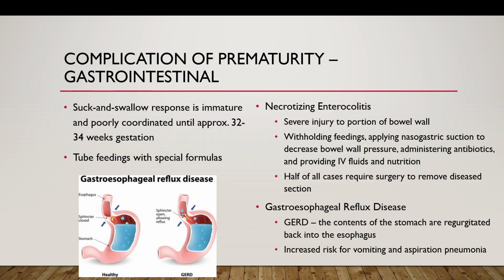Babies born early might also develop GERD, which is when the contents of the stomach are regurgitated back into the esophagus. And this causes an increased risk of vomiting and aspiration pneumonia. And that GERD is what is detailed in this picture right here.